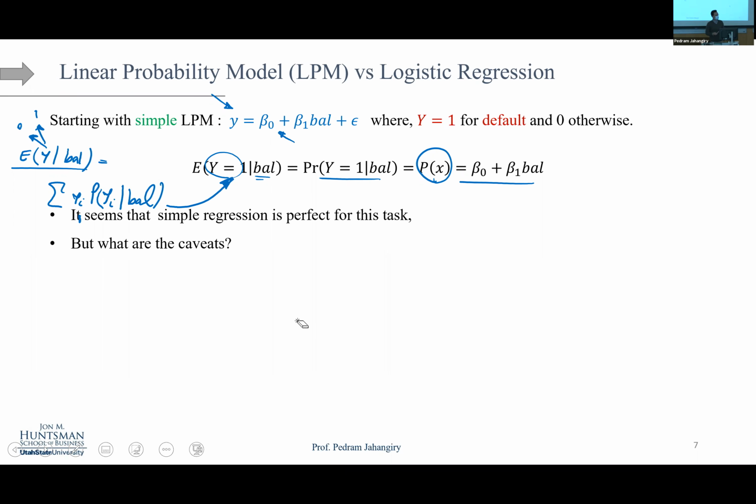But what are the problems? What are the caveats? So what do you think? What are the problems of using this? By the way, we call this the linear probability model. What are the problems of using this model? Can you think of what the caveats are?